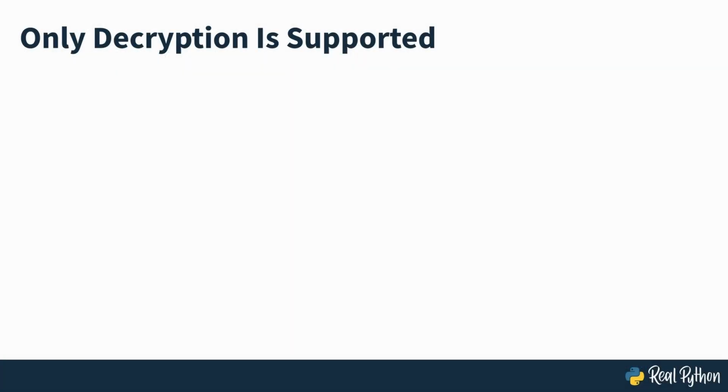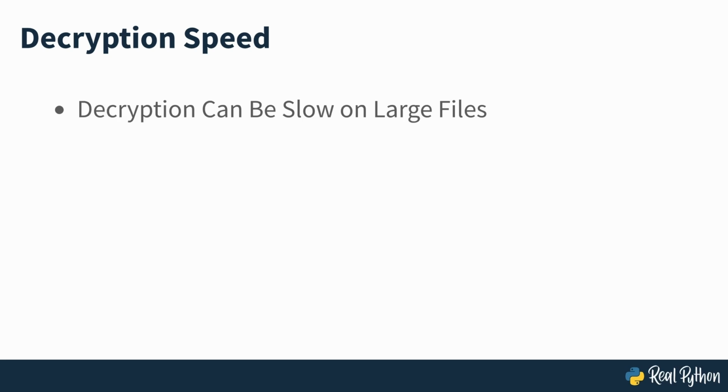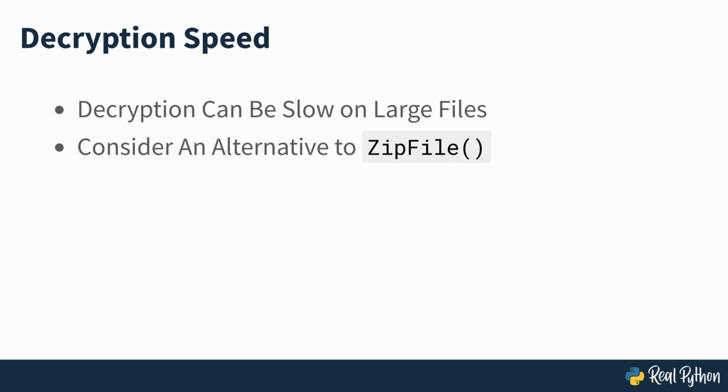Note that Python's zipfile supports decryption. However, it doesn't support the creation of encrypted zip files. That's why you'd need to use an external file archiver to encrypt your files. Some popular file archivers include 7-Zip and WinRAR for Windows, Ark and GNOME Archive Manager for Linux, and Archiver and Keka for macOS. For large encrypted zip files, keep in mind that the decryption operation can be extremely slow because it's implemented in pure Python. In such cases, consider using a specialized program to handle your archives instead of using zipfile.